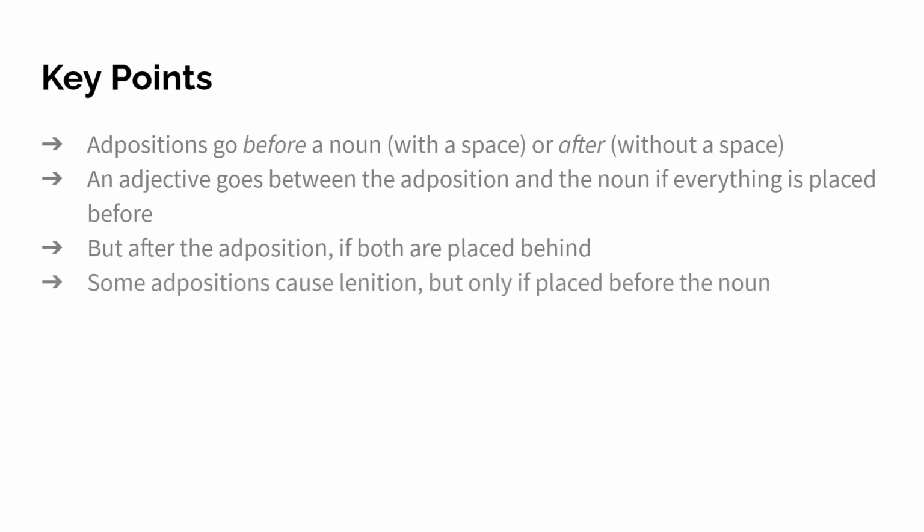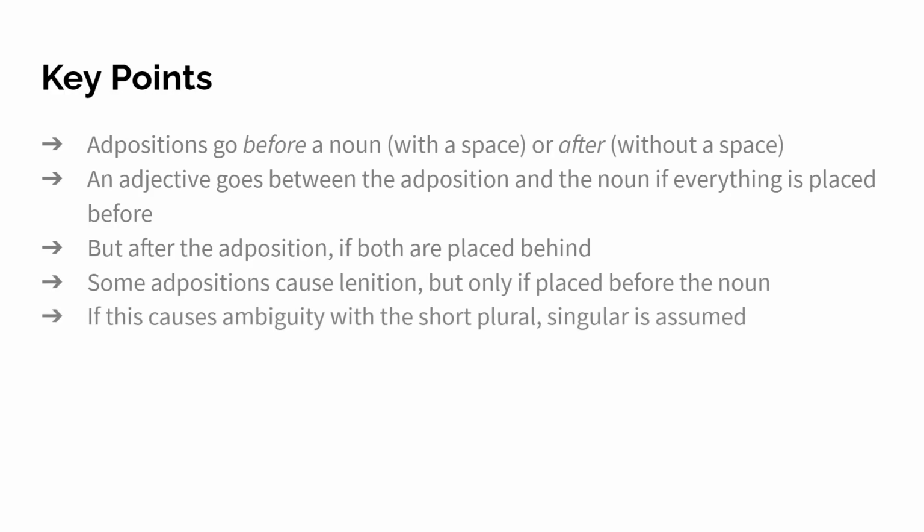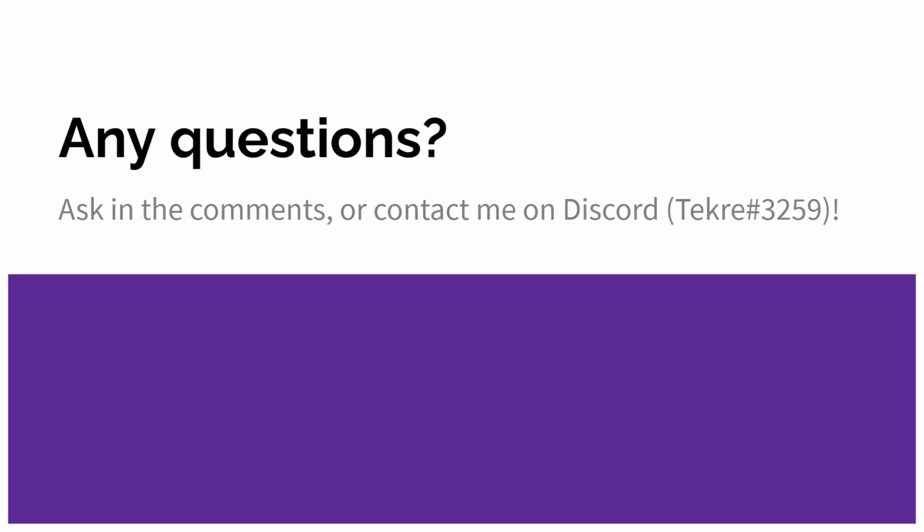Some adpositions cause lenition, but only if placed before the noun. By the way, you just have to learn it by heart. There is no rule or whatever, you just have to learn these few adpositions by heart, or you just always place them after the noun, because then you don't get the problem with having to remember which one causes lenition. Yeah, if this causes ambiguity with the short plural, then it's always assumed that it's the singular. So if there's an ambiguity and you want to have the plural there, you have to write the i. You cannot leave it out.